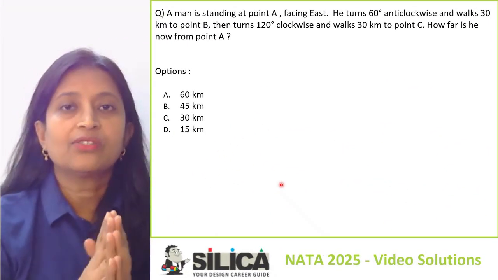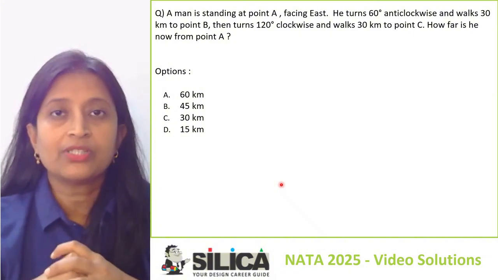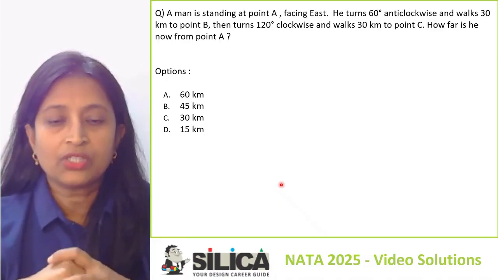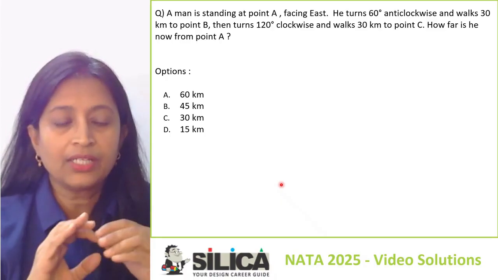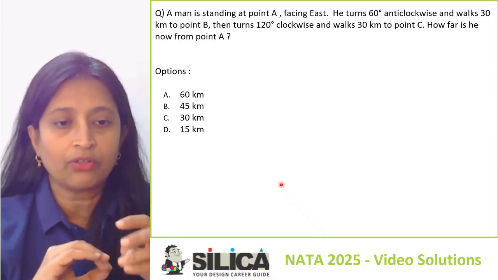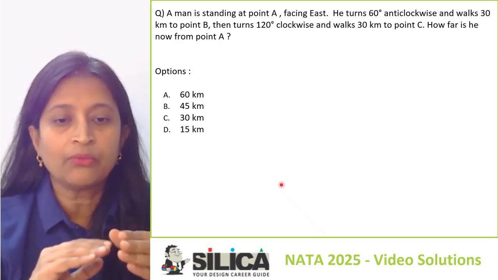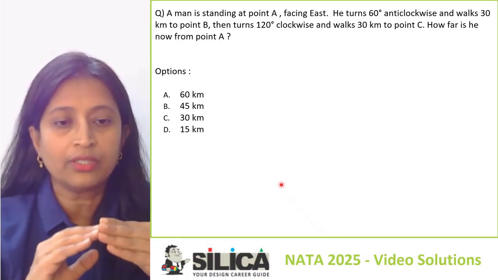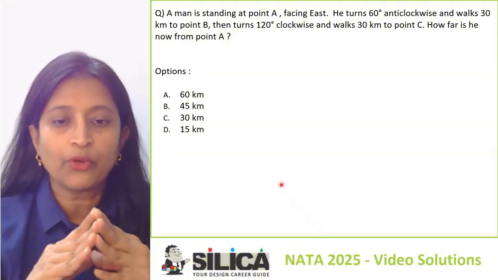Hello students. So let's do this question from Nata 2025 paper, which is from direction sense. This question is saying a man is standing at point A facing east. He turns 60 degree anti-clockwise and walks 30 km to point B. Then turns 120 degree clockwise and walks 30 km to point C. How far is he now from point A?